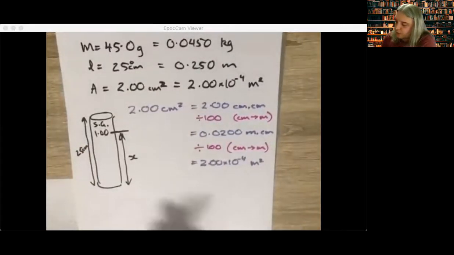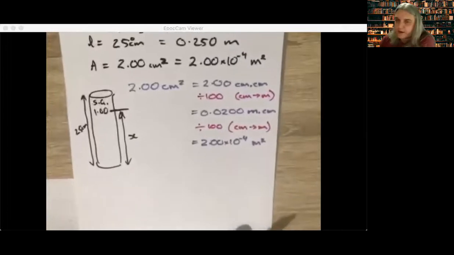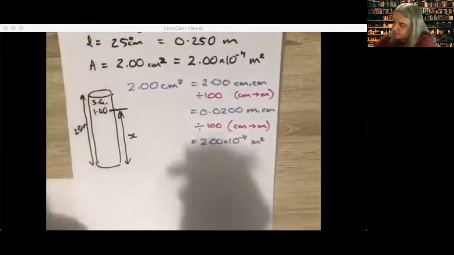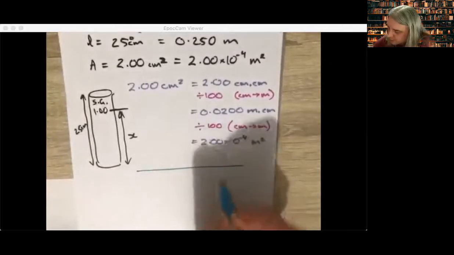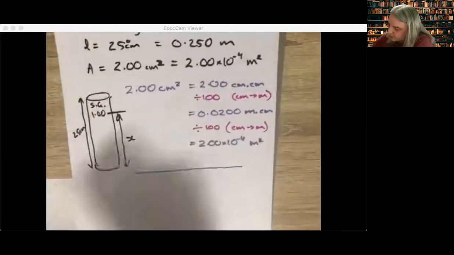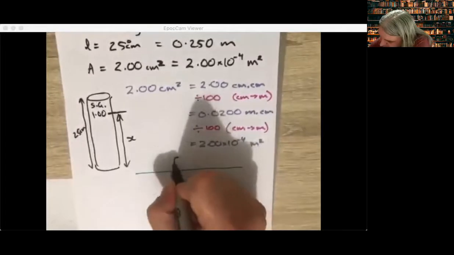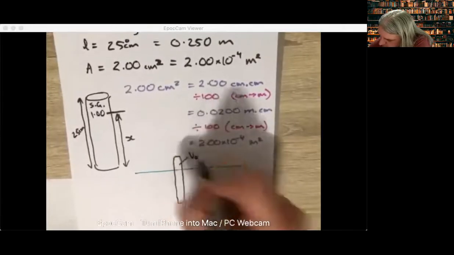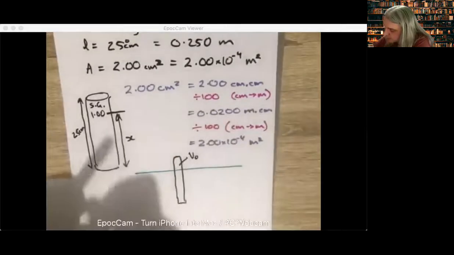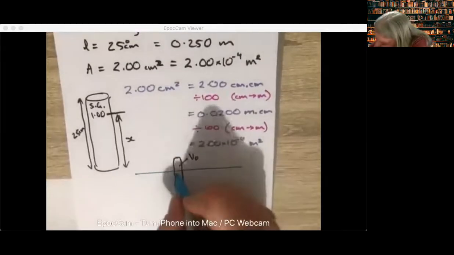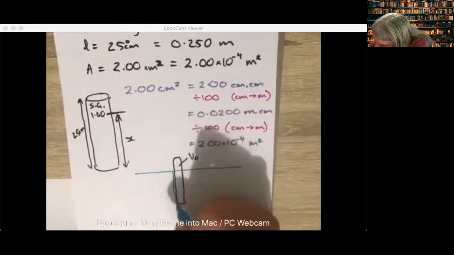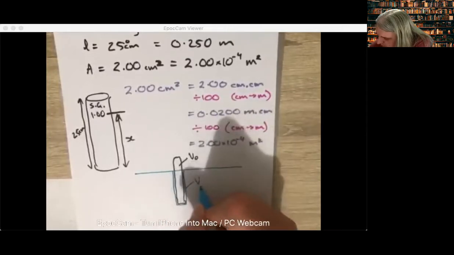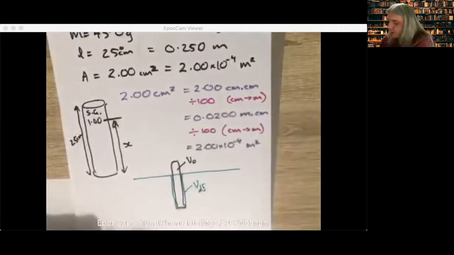What that means is that we have to think about our floating equation. Remember that when something is floating in our water, the volume of our object is equal to the ratio of densities times the volume of displaced fluid. Right?